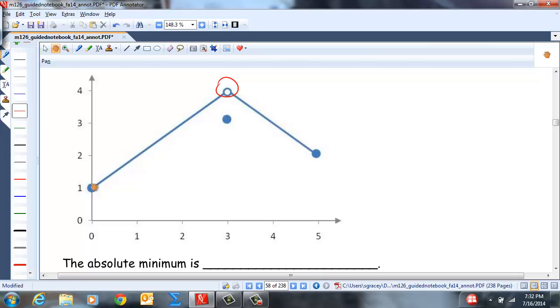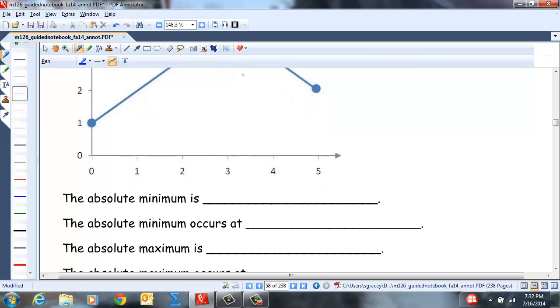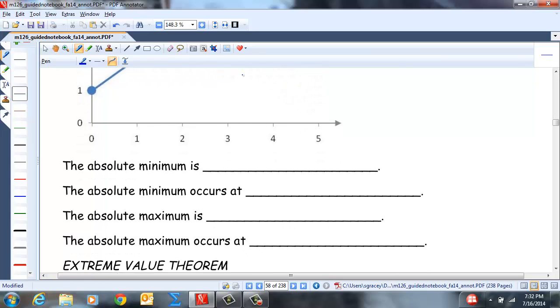So basically, what's going to happen is we're not going to have an absolute maximum here, because we get closer and closer and closer from either direction here, but we never quite attain this y value of 4. Okay, so let's jump down since we're talking about that. The absolute maximum does not exist. There's no absolute maximum, and that's okay. All right.